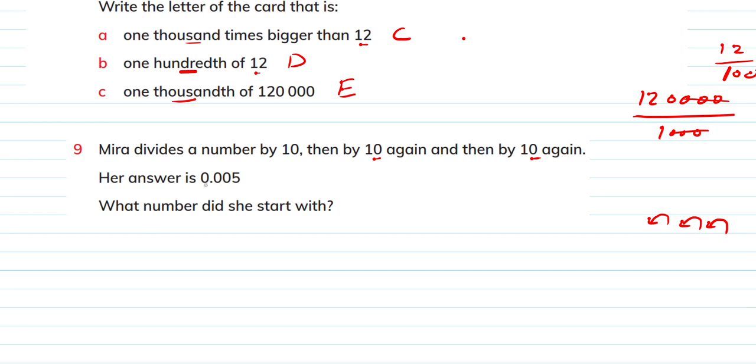Her final answer was this one. It means to reach this one, this decimal has jumped 3 places. What number did she start with? Yes, 5, because this is her answer, and we know she jumped the decimal 3 digits. When she divides by 10, the decimal will jump one place. If she divides by another 10, the second place. Another time, the third place. So she started with a 5.